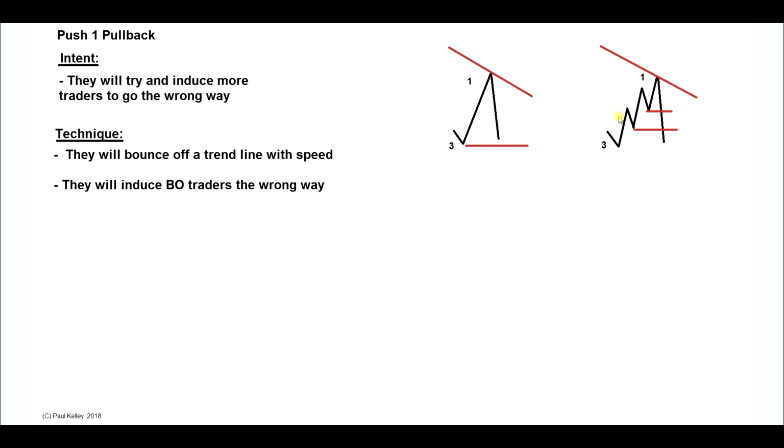Okay, they'll also induce breakout traders to go the wrong way. It's like if you have 1, 2, 3 going up on push 1, or even 1, 2, you're going to be inducing more breakout traders to go the wrong way. They're going to be inducing people short, either through the trend or through the breakouts. Of course, they can't go below the 3. That would negate the whole count.